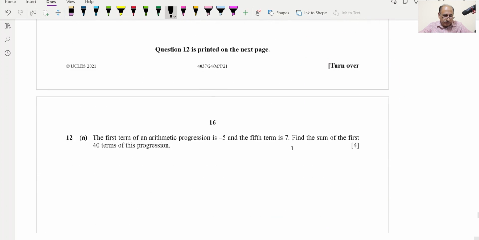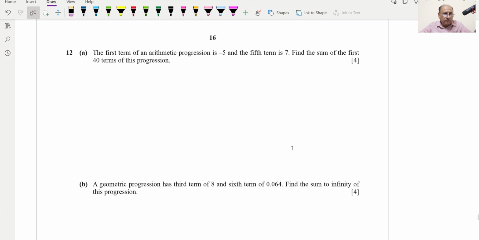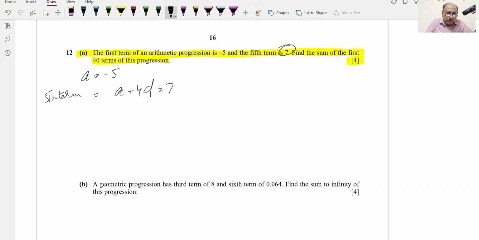Hopefully you understood this. Now question number 12. Question 12, A part: the first term of an arithmetic progression is minus 5 and the fifth term is 7. Find the sum of the first 40 terms of the progression. This is a 4-mark question. The data given is: A is the first term, which is minus 5, and the fifth term is also provided. The fifth term we write as A plus 4d is equal to 7. Now the value of a we will replace in this.